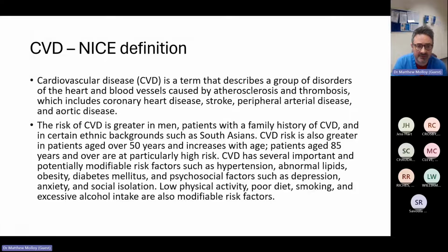So the risk of cardiovascular disease is greater in men, patients with a family history of cardiovascular disease, and in certain ethnic backgrounds such as South Asians. Cardiovascular disease is also greater in patients aged over 50 and increases with age, obviously. Patients over 85 are particularly at high risk. Cardiovascular disease has several important and potentially modifiable risk factors such as hypertension, abnormal lipids, which I'm going to talk about today, and obesity, diabetes, and psychological factors such as depression, anxiety, and social isolation. Low physical activity, poor diet, smoking, and excessive alcohol intake are all modifiable risk factors.